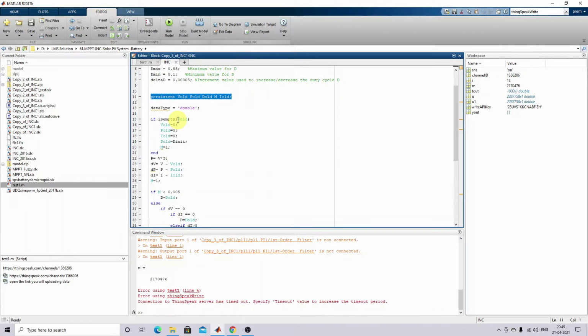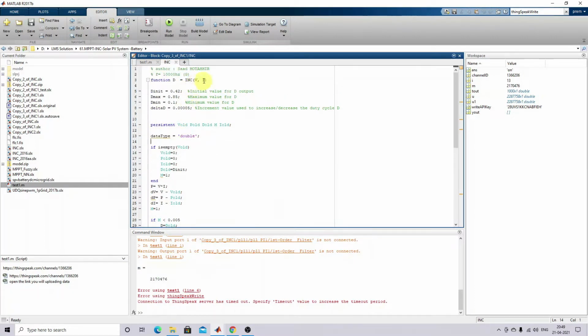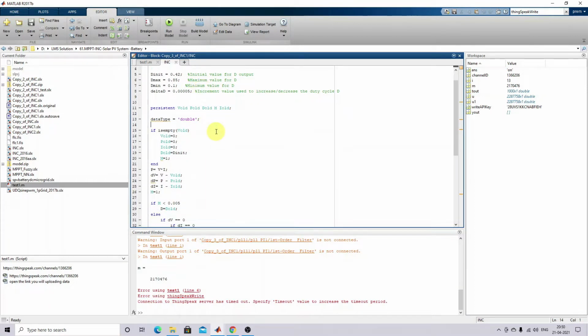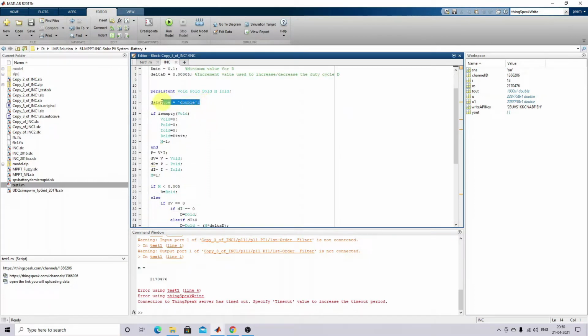Next, we have to initialize some parameters. We take some global parameters: V volt, P volt, D volt, and I volt. These are the PV panel voltage, power, duty cycle, and current for the previous instant. So the volt variables are considered as the previous instant, and V and I are considered as the current instant voltage and current. The data type is considered as double.